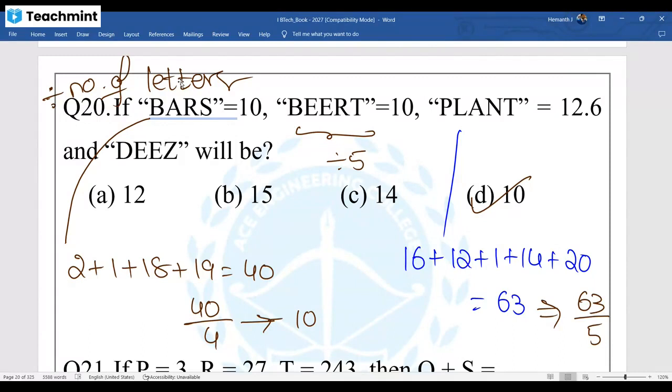When I discuss divide by number of letters, you need to think, okay, sir, multiply by number of letters is also there. We can divide by it, plus, adding, subtracting. All this you need to create, my dear.